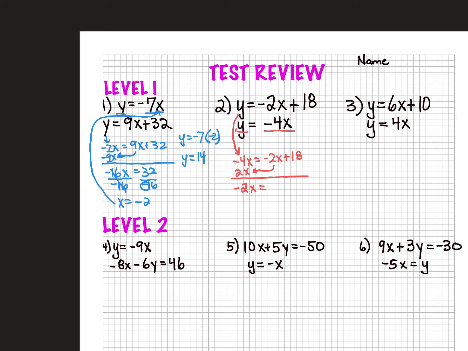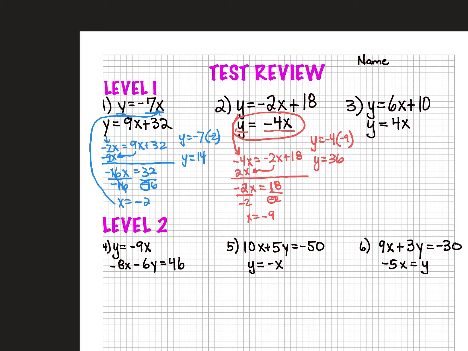So negative 2x equals 18. I divide by negative 2. X equals 9, and I have the 1 negative, so it's negative 9. So I'm going to use this equation. It's really simple. And I say y equals negative 4 times, and now I know x is negative 9. So y equals positive 36.